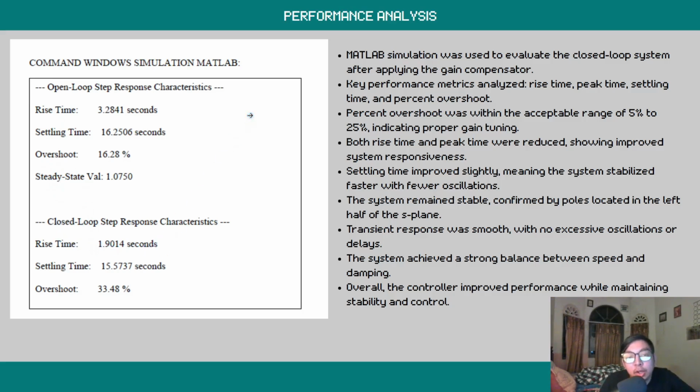MATLAB simulation was used to evaluate the closed system after applying the gain compensator. The key performance metrics analyzed are rise time, peak time, settling time, and the percent of overshoot. Percent overshoot was within the acceptable range of 50% to 25%, indicating proper gain tuning, which is K. Both rise time and peak time were reduced, showing improved system responsiveness. Settling time Ts improved slightly, meaning the system stabilized faster with fewer oscillations.